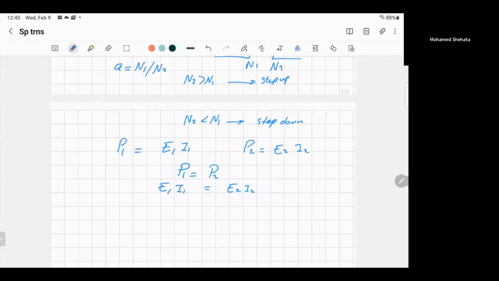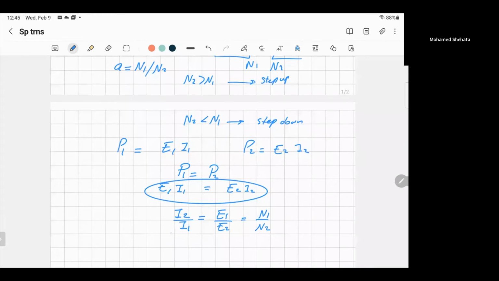That's the relationship between E2 and E1. We said that E2 over E1 is equal to N2 over N1, directly proportional to each other. But what about the I2 over I1? I2 over I1 will be equal to E1 over E2, right? From this equation for the power balance in the transformer. Input power equal output power. So the current and the voltage are inversely proportional to each other. So I2 over I1 is equal to E1 over E2, which is equal to N1 over N2.